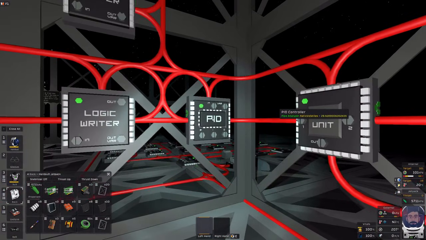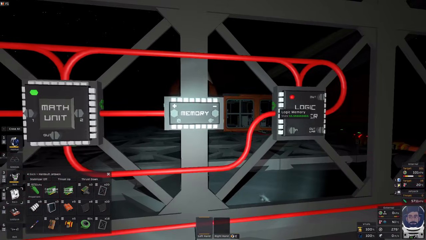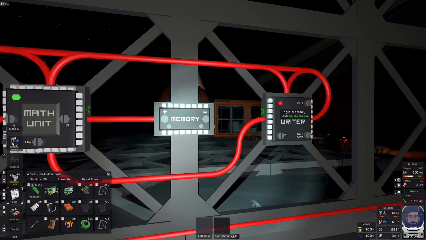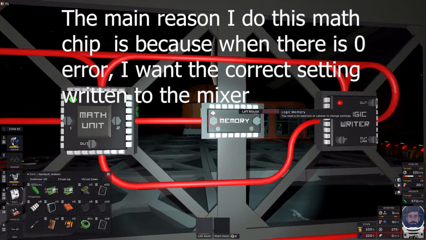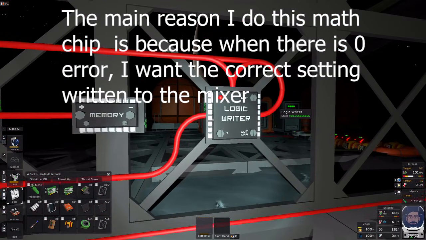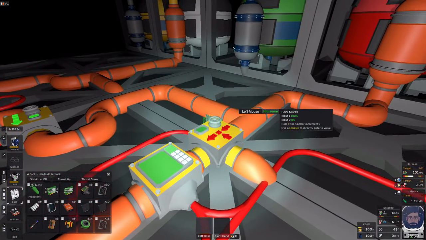Now, the value that PID gives me is taken by this math unit, and it's going to add it to my 66.66 percent. That's the target ideal rate for the gas mixer. So, it takes this PID value plus the memory, and it's going to add them together, and then that number is taken by the logic writer and then written to the gas mixer to try to correct this issue.